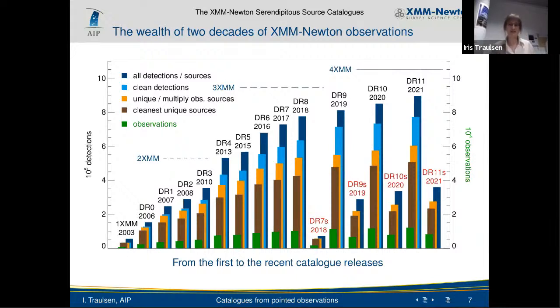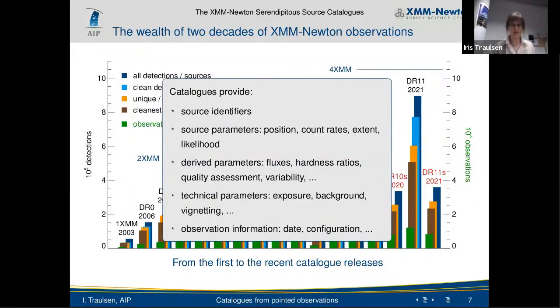And this plot should give you an impression of what has been done over the last about 20 years, from the first catalog published in 2003 to those published last week, where the dark blue bars inform you about all detections, the green bars about the increasing number of observations. And we have now reached, in the catalog from pointed observations, about 900,000 detections of 600,000 unique sources seen by XMM. The catalogs include, of course, all the outcome of the source detection process, so the aforementioned three parameters, all parameters that can be derived from them, like fluxes and hardness ratios, and information about the conditions under which a source was observed, so the exposure time, the background level, the date of the observation, instrument configuration, and so on.